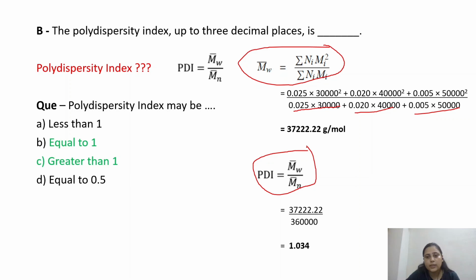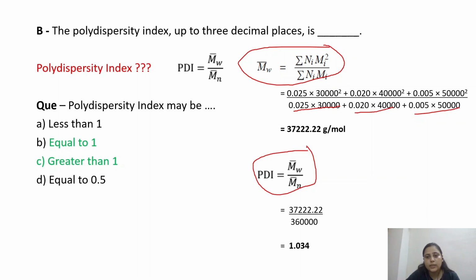Let's move to the next slide. This is section C, which is calculating viscosity average molar mass. The A value is already given as constant 0.6. So from this, which option is correct? Let's just see.